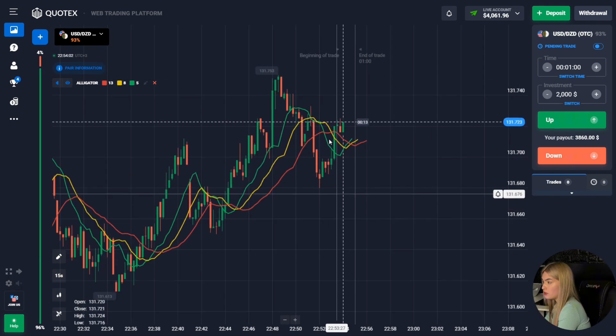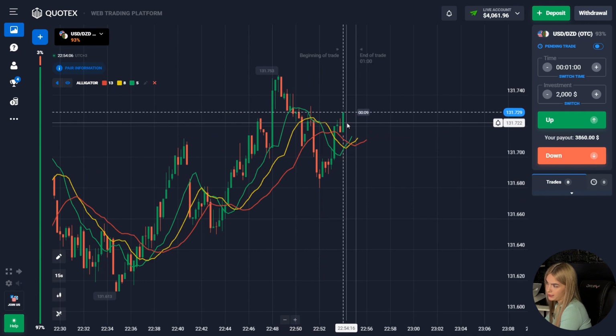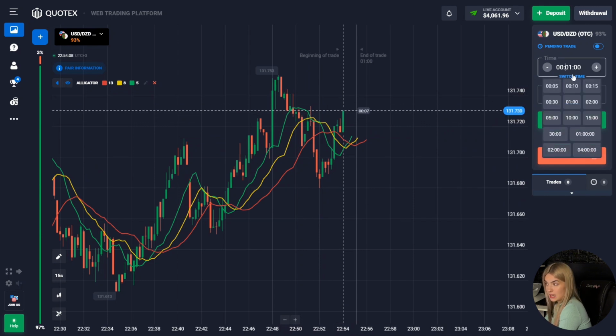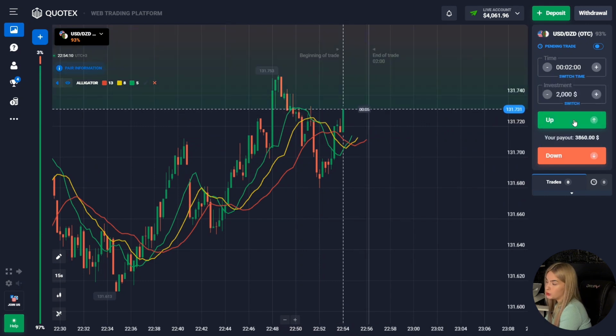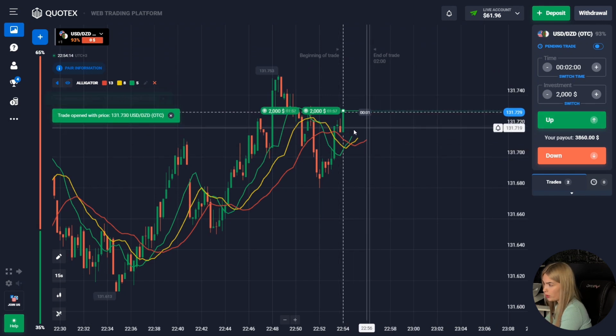Alright, as you can see further, the price continued to move in an uptrend, and after a pullback down, the price went up. In such a case, I will open a deal for 2 minutes up because the green moving average of the indicator also went up.